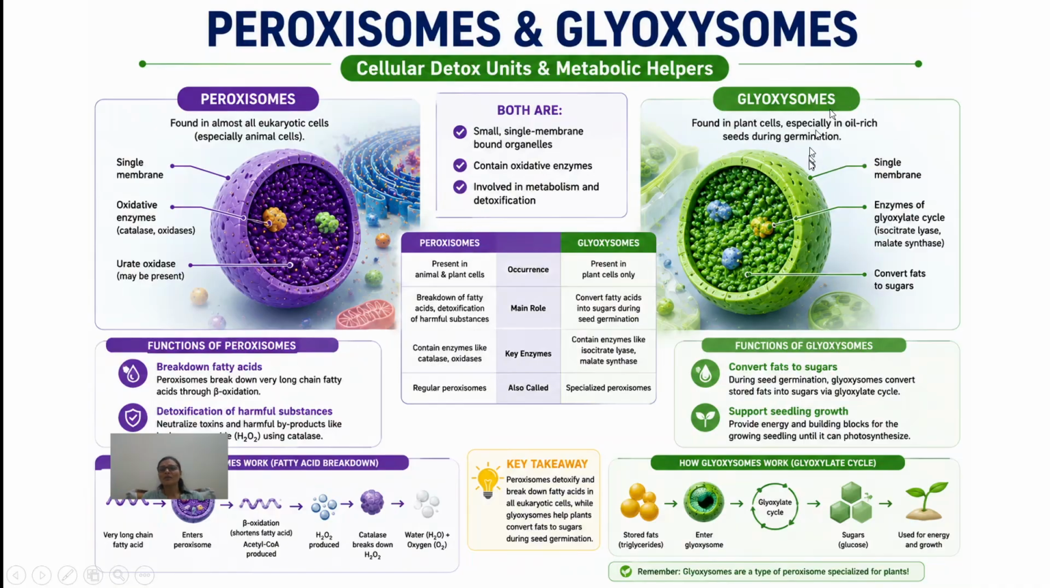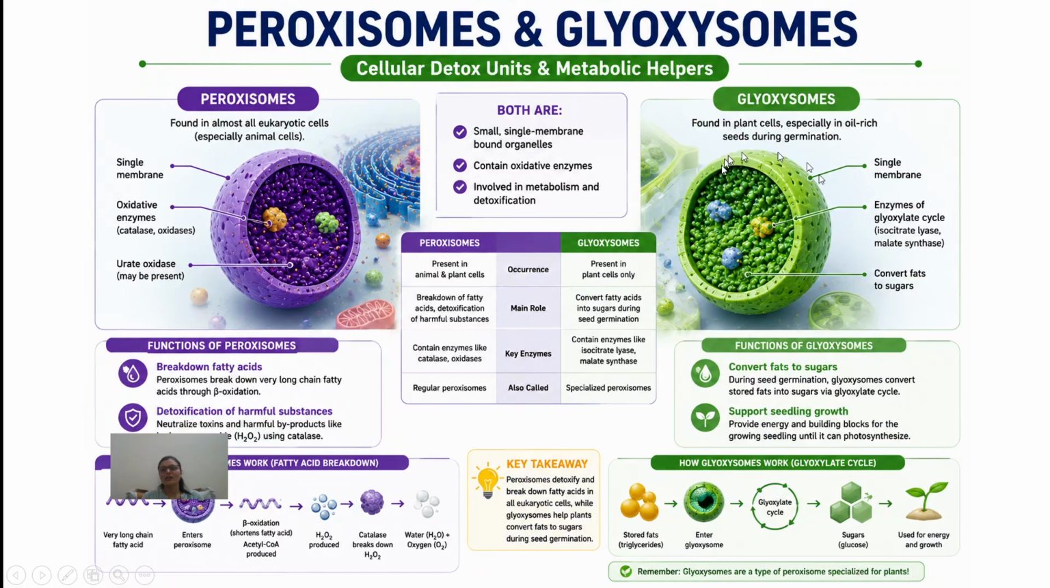While the glyoxisome is found in the plant cell, it may or may not be present, as we already discussed. It is especially present in oil-rich seeds, for example groundnut and mustard seed, and it is formed during germination. So this is the structure of the glyoxisome.